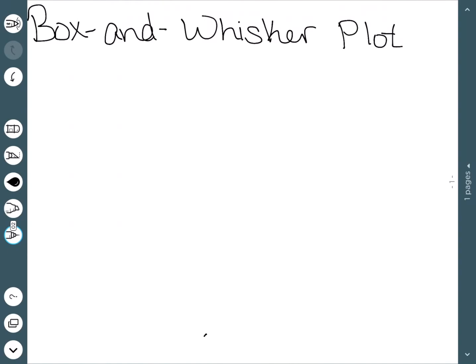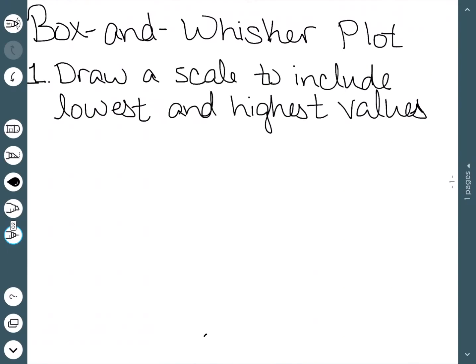We'll now look at another type of graph called a box and whisker plot. A box and whisker plot is going to be a way to graph quartiles. So there's going to be 4 steps that we have to get through. The first step is going to be to draw a scale that includes the lowest and highest values.